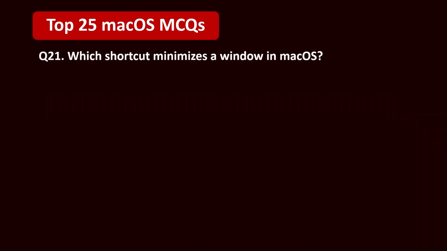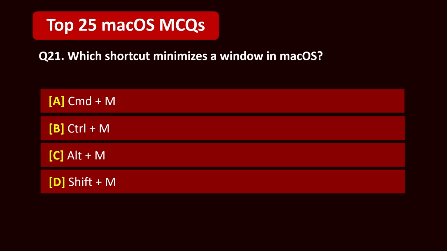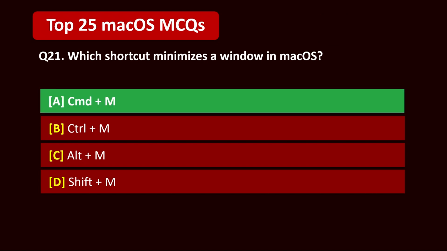Question 21. Which shortcut minimizes a window in macOS? A. CMD plus M, B. Control plus M, C. Alt plus M, D. Shift plus M. 5, 4, 3, 2, 1. Correct answer is A. CMD plus M.